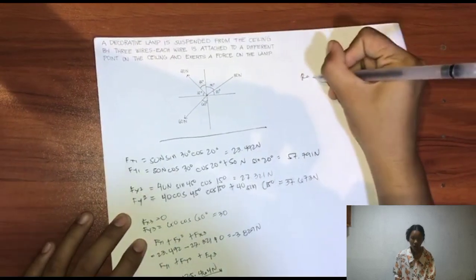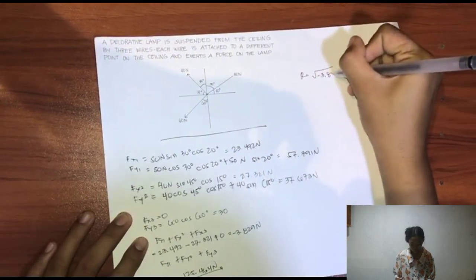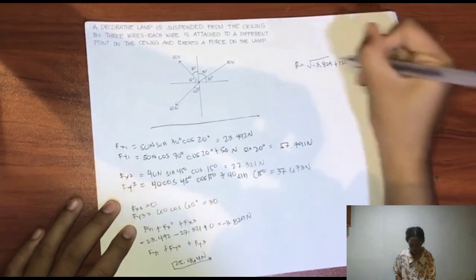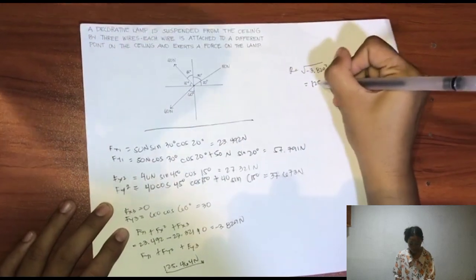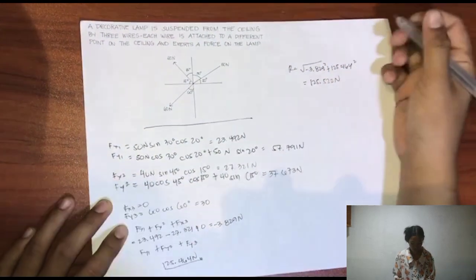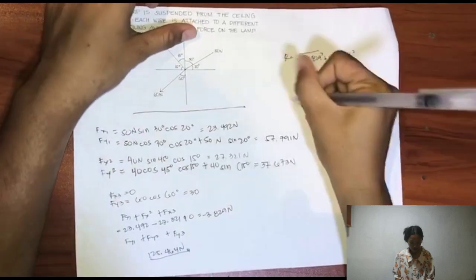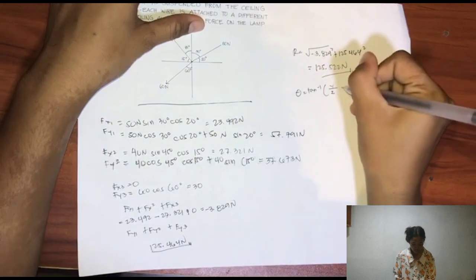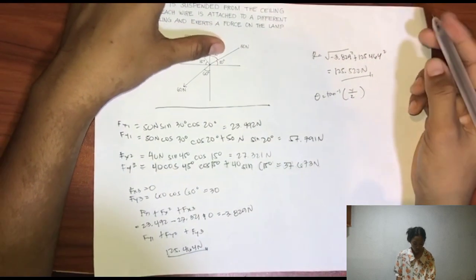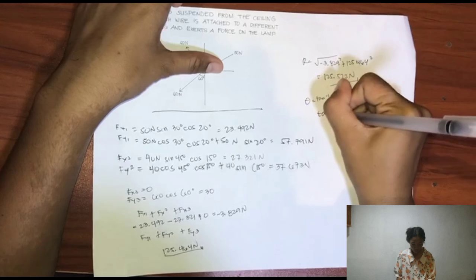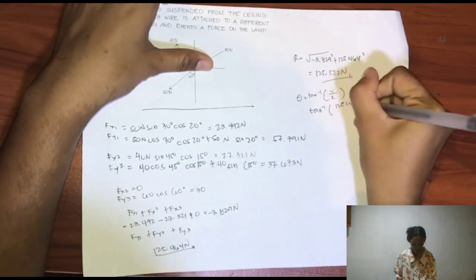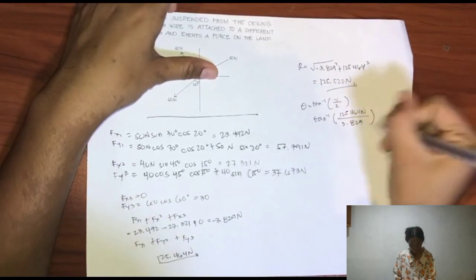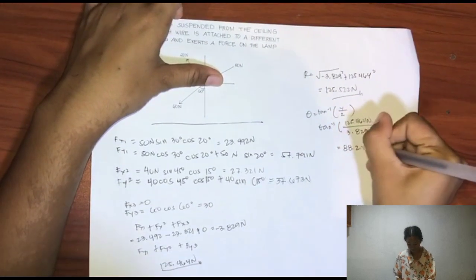So ang gagamitin natin formula ay R is equals to square root of x squared plus y squared. R equals to square root of negative 3.829 squared plus 125.464 squared is equals to 125.522 Newton. And the next is, para makuha natin ang direction, ang gagamitin natin is tan inverse of y over x. So tan inverse of 125.464 Newton over 3.829 is equals to 88.252 degree.